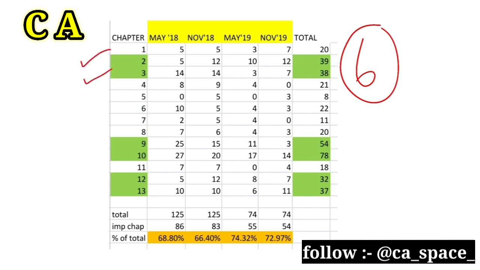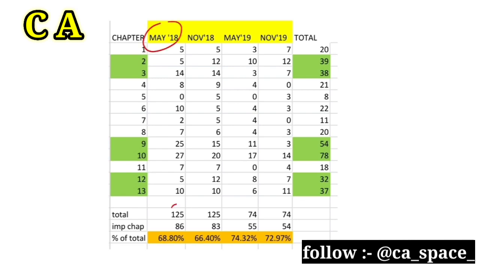Your chapter numbers 2, 3, 9, 10, 12 and 13 are those 6 chapters which have come in the exam for the most marks. I have done a little analysis here to show how. In your May 18 attempt, your paper came for 125 marks, out of which 86 marks came from these 6 chapters. Likewise, in your November 18 attempt, 83 marks came from these chapters. In your May 19 attempt, 55 marks out of 74 marks, and 54 marks out of 74 marks.